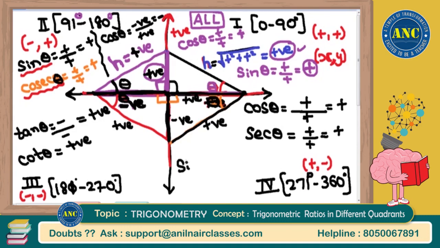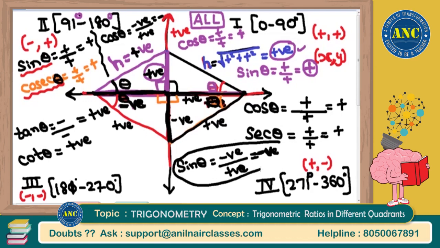Suppose I take sin theta, for example. Sin theta is opposite by hypotenuse. Opposite to this theta is the y-axis, which is negative. Hypotenuse is positive. Negative by positive is negative. So sin theta gives you a negative value in the fourth quadrant. That means only two trigonometric functions are positive in the fourth quadrant, which are cos and its reciprocal pair, secant. This is the concept behind learning allied angles.